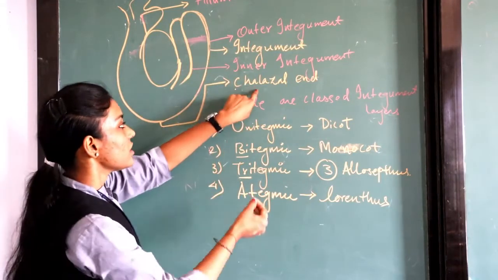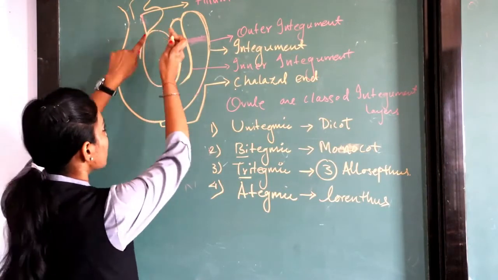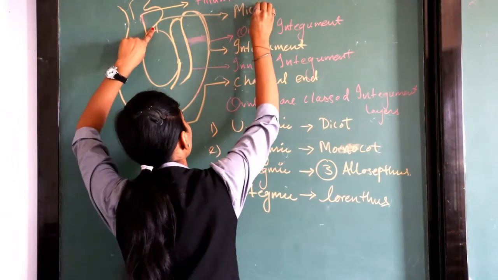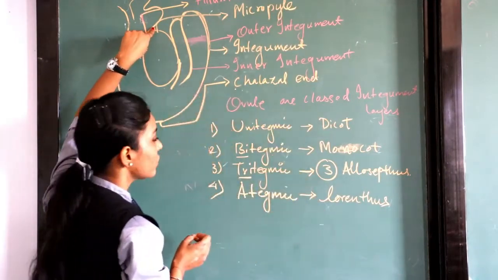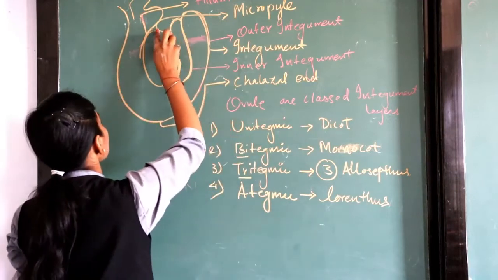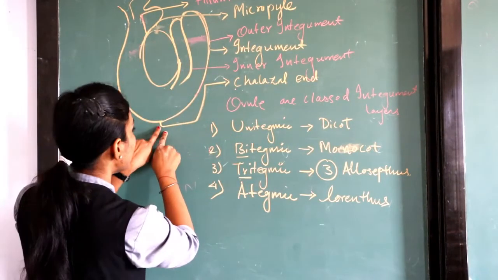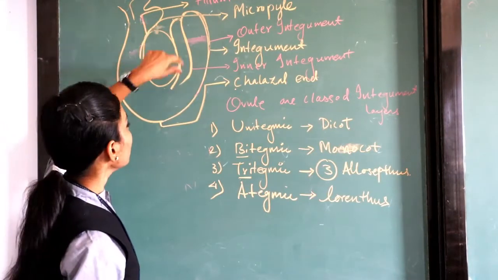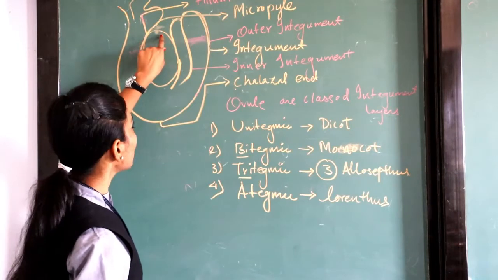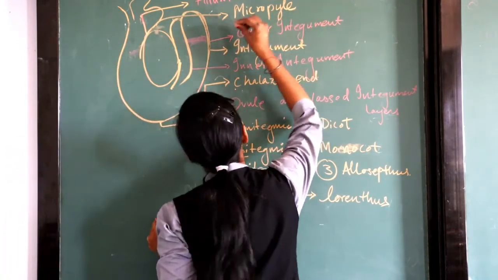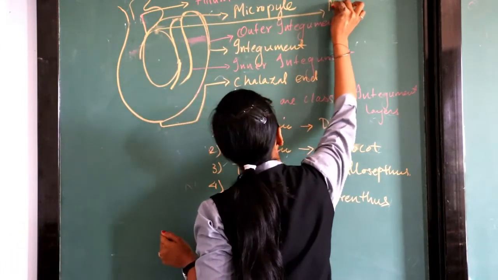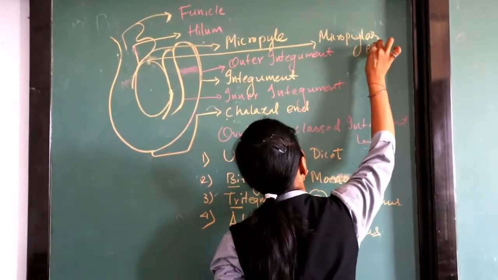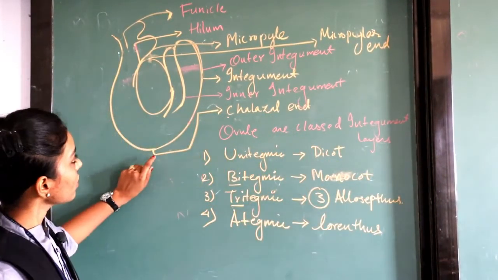The exact opposite of the chalazal end, on this side, is known as the micropyle, or micropylar end. This opening is where the integument covering will end. So the opening exactly opposite to the chalazal end is called the micropyle, and this point is also called the micropylar end or pole. I hope you are clear with the diagram.